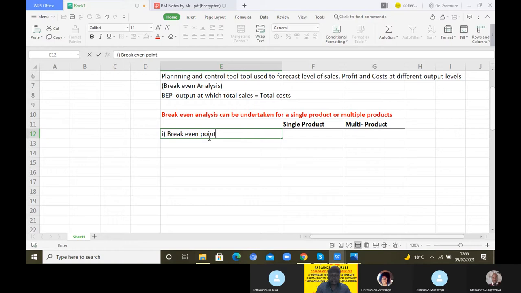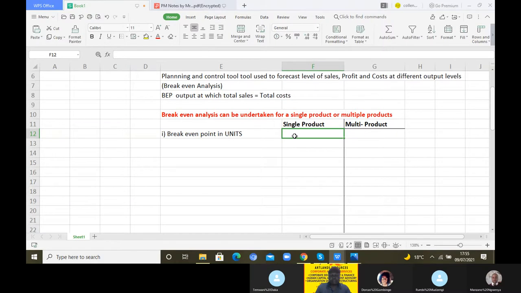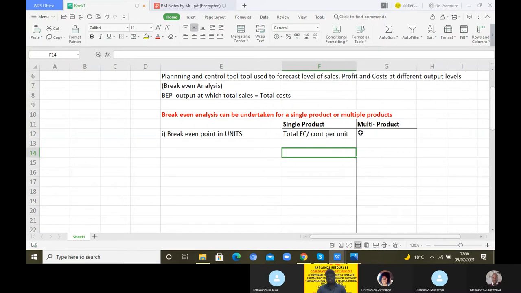Break-even point in units. Suppose you are asked to calculate break-even point in units. For a single product, you simply say total fixed costs divided by contribution per unit. This is how you calculate break-even point in units, to find the number of units you need to break even.